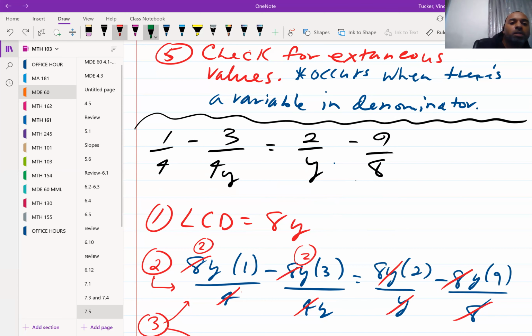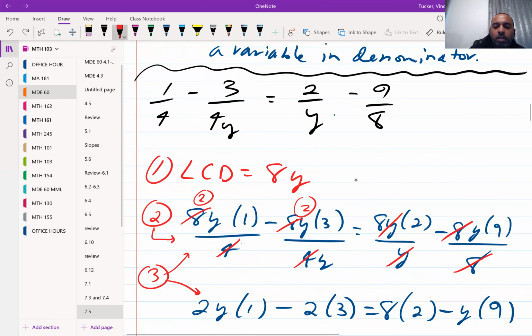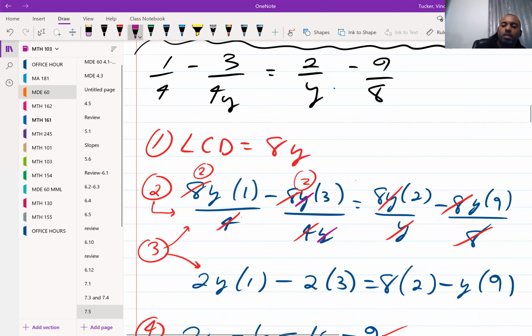All right, so 4 divides into 8 and leaves you with 2. 4 divides into 8 and leaves you with 2. Also, this y cancels. And then this y cancels. And then here 8 cancels. So what's left is 2y times 1. Here 2 times 3. Here 8 times 2. And then here what's left is y times 9. So make sure we're okay with the cancellation before we go any further.